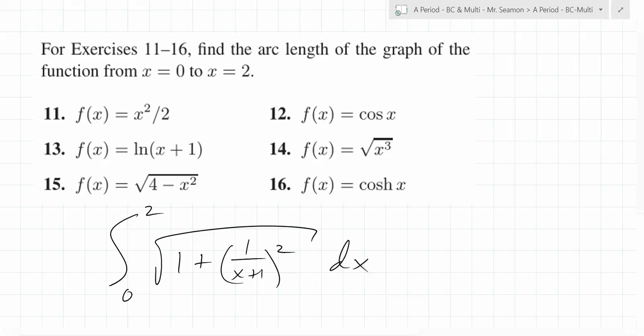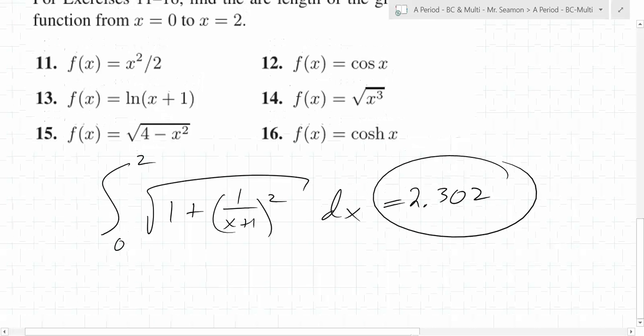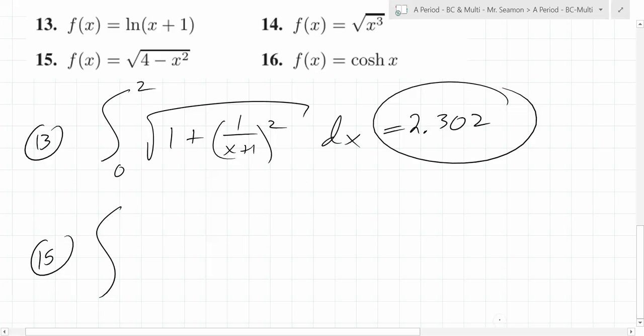So on that one right there, is that something you can do by hand? I don't think so, unless you guys came up with something really creative. And I will tell you that you, as a group, are going to be way more creative about these integrals than I could possibly be. So I don't think so. Maybe. It does come out to be about 2.302. Yeah, correct.